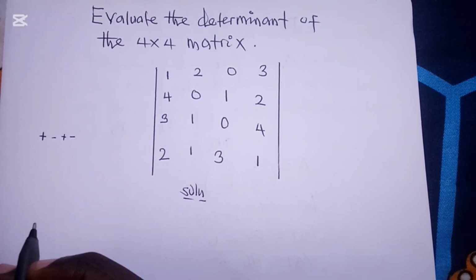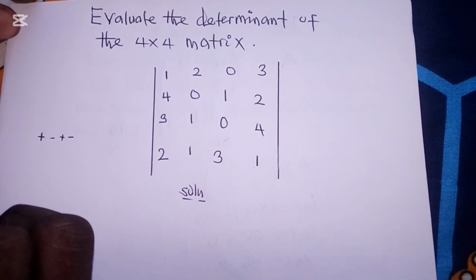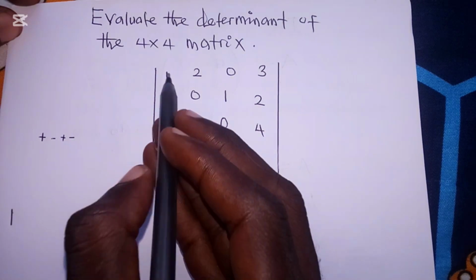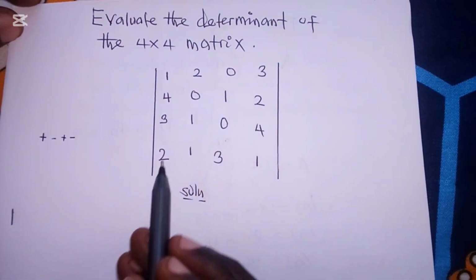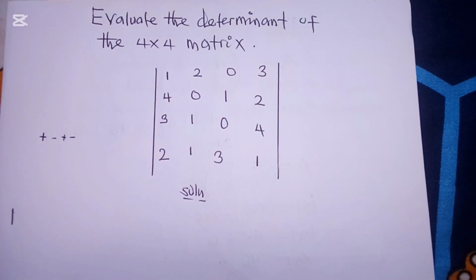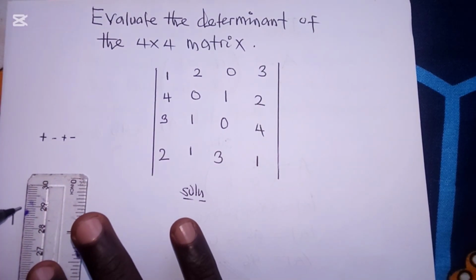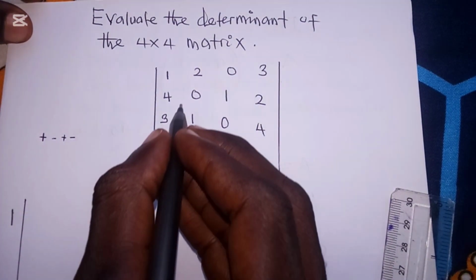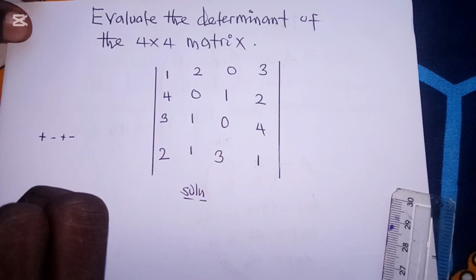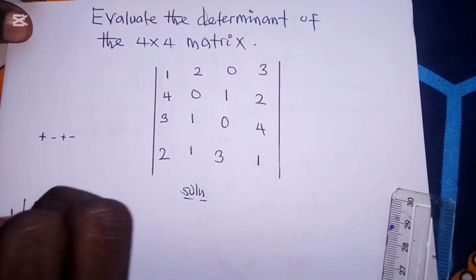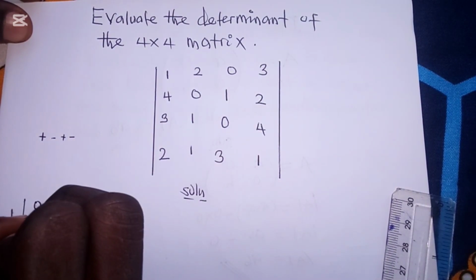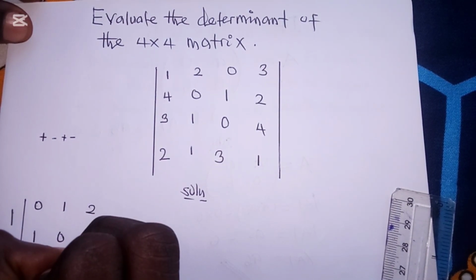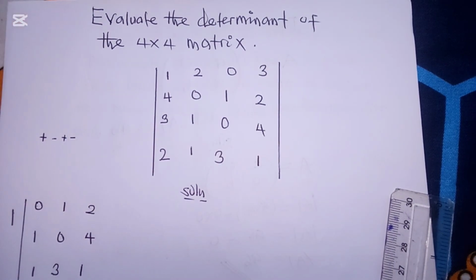Let's see. Now we have taken 1. That is plus. Now it means we have to ignore this row and the column where this 1 is. Then let's take the numbers that remain. Let me just write them. These are the numbers that remain. That is, you have 0, 0, 1, 1, 1, 0, 3, 2, 4, and 1. So these are the numbers that remain.